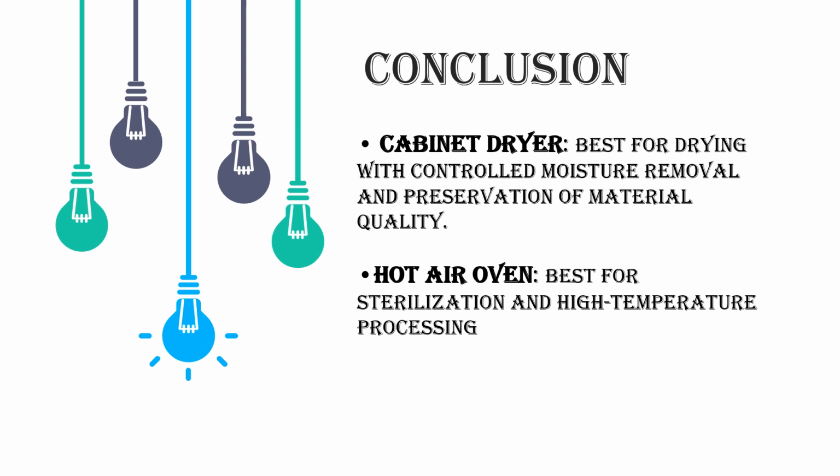Okay, now let's conclude by saying that cabinet is actually best for drying with controlled moisture removal, and it is also good in preservation of material quality. In oven, it is best for the sterilization part, and it is also used for higher temperature processing. So now when we talk about the comparative analysis for cabinet and oven, cabinet is very efficient in all the parameters like moisture reduction, nutritional value assessment, and in texture and color profile.